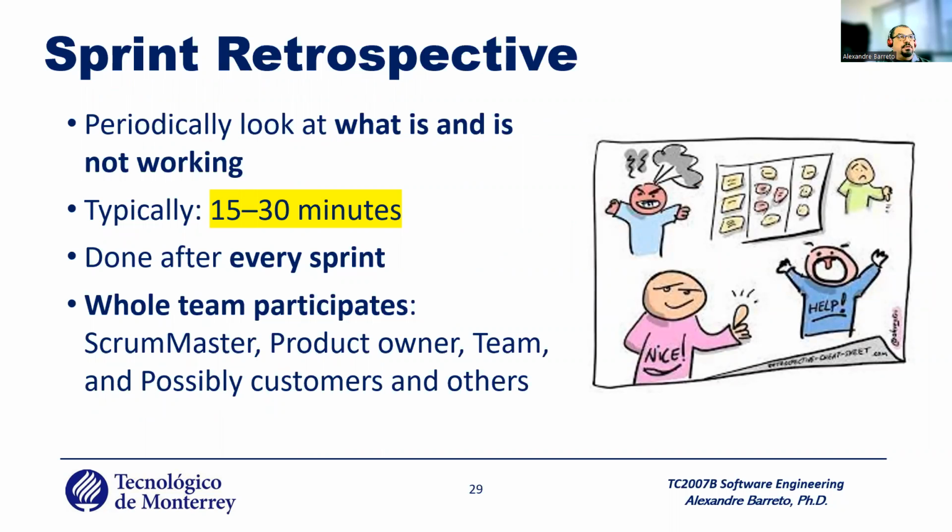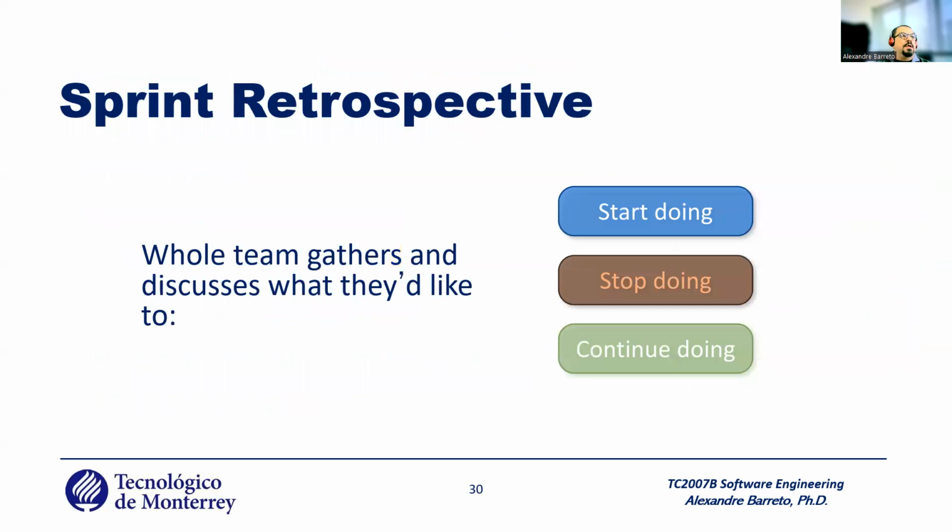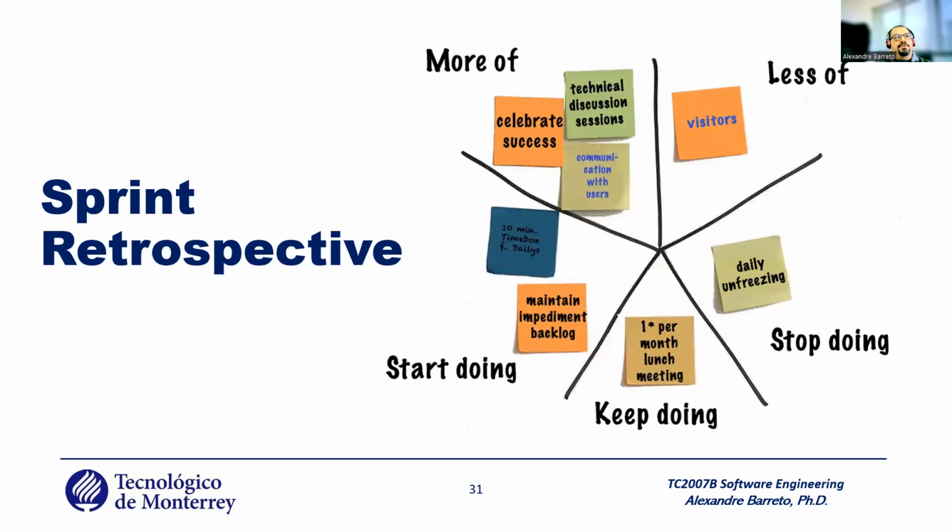Another one is the sprint retrospective, where we look at what is and is not working. It's 15 to 30 minutes, done after every sprint. The whole team participates: Scrum Master, PO, team, and possibly the customer and others. If you have a problem, for example you don't have support, again, it's the time to discuss this. Start doing, stop doing, continue doing. For example, celebrate technical success. There are a lot of examples of things that you need to define.